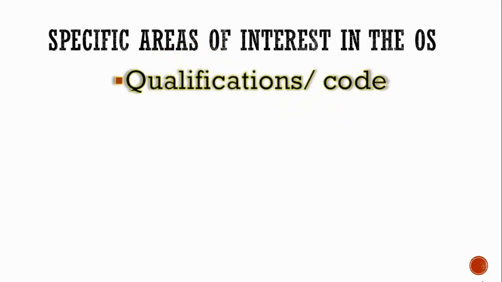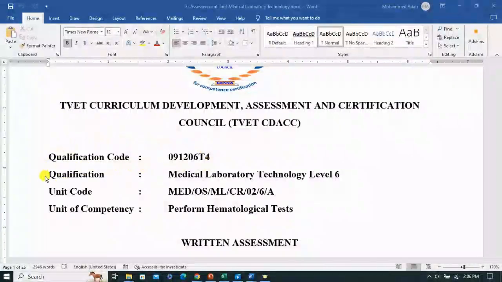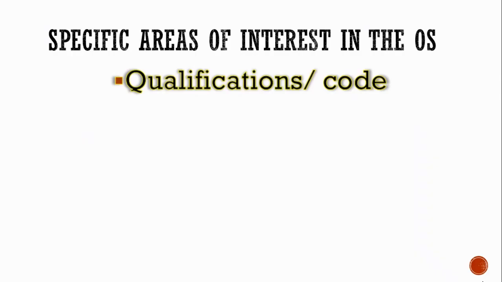And therefore, what are these specific areas of interest in the OS? Here we're saying number one is what we call qualifications and qualification codes. So basically, you may be asking, what are these qualifications? Qualifications are accomplishments or skills that make a learner suitable for a particular job or activity, or it could be an achievement that you award on the successful completion of a course. So it could be in engineering, it could be in medical, and many other occupations.